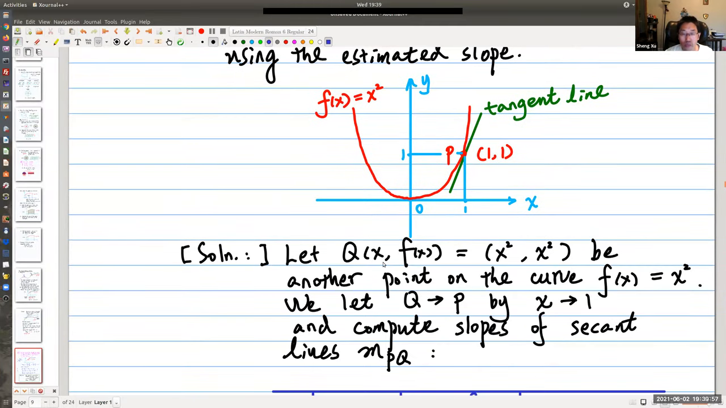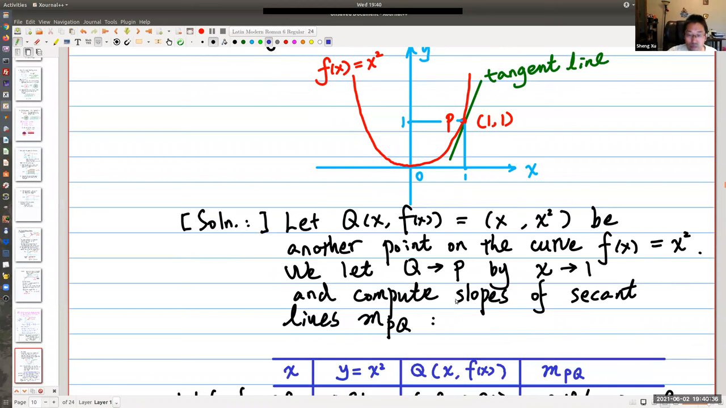So let Q be another point on the curve. Oh, I think I made a mistake. The first coordinate should be x, the second one is x squared. So say that Q, that x coordinate, I just call it x. Then the y coordinate is f of x, x squared. So (x, x squared) is a point different from P, from (1, 1), okay? We are going to let Q approach P by letting x approach 1. Does it make sense to you? So if x approaches 1, then this Q approaches point P.